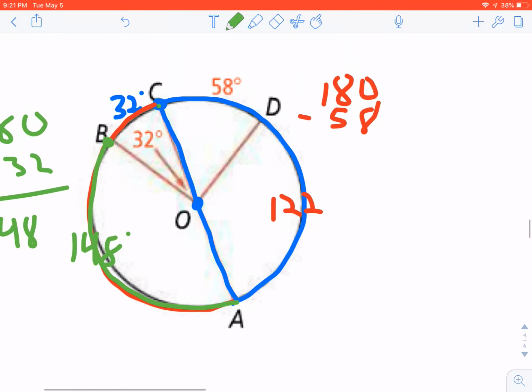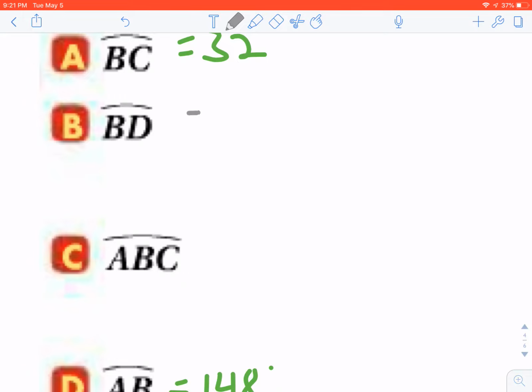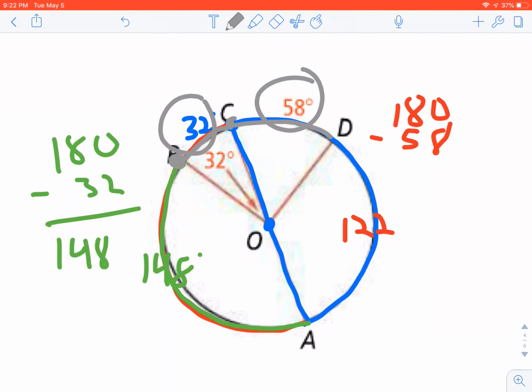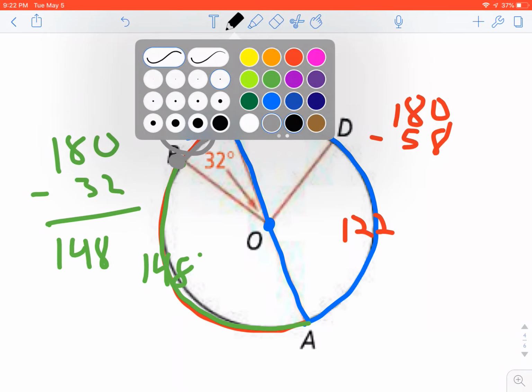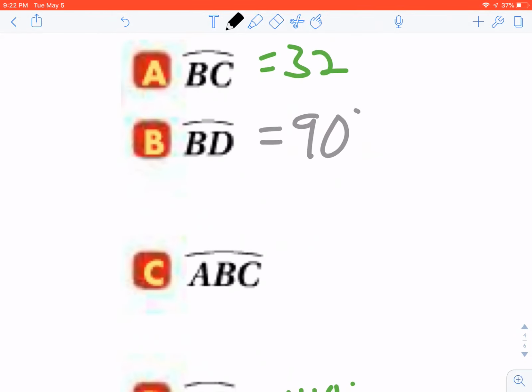They are also asking for BD. Well, BD, no problem. To go from B to C is 32, and to go from C to D is 58. That's just the direct application of the arc addition postulate. You take your 32, add to it your 58, and this is 90 degrees. And we've already answered the last one. They're asking how much is the arc ABC. Well, we already identified that was a semicircle. Therefore, it is 180 degrees.